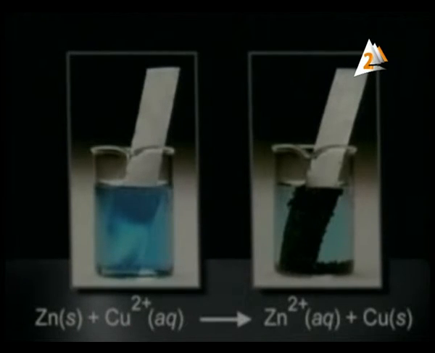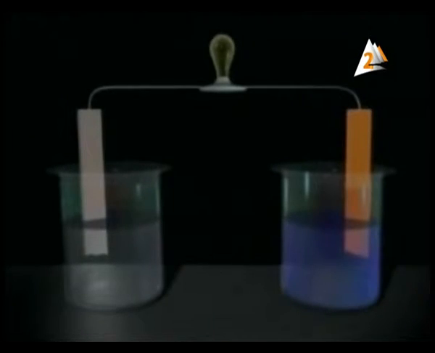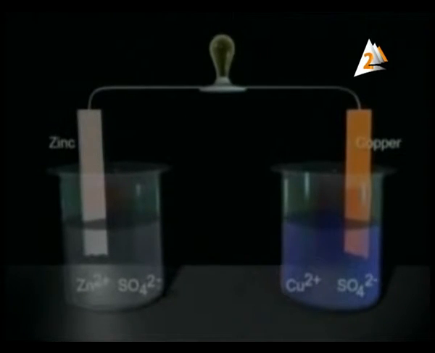Zinc reacts with copper sulfate in aqueous solution, giving us Zn2+ in aqueous solution and solid copper. So here we have the type of this reaction. What is it? It is the galvanic cell. This reaction depends on the transfer of electrons between the two halves. I want to know how the electrons transfer from zinc to copper, or from copper to zinc.